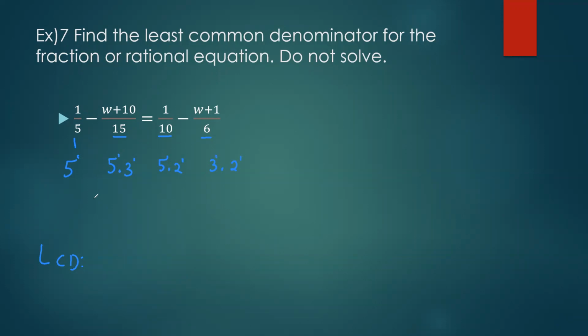So let's look at our base 5. Do you see a repeating base of 5? Yes, I see it here, here, and that's it. Since they're both to the power 1, just bring it down. Now let's look at the base 3. Do you see anywhere else with the base of 3? I do. I see it here, and I see it here. So they're both to the power 1, so it's just 3 to the 1. And then the base 2. Do you see anywhere else with the base of 2? I do. I see it here and here. Since they're both to the power 1, it's just 2 to the 1.